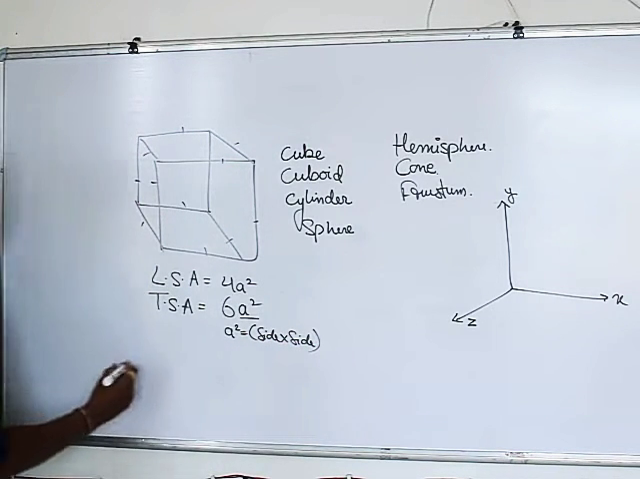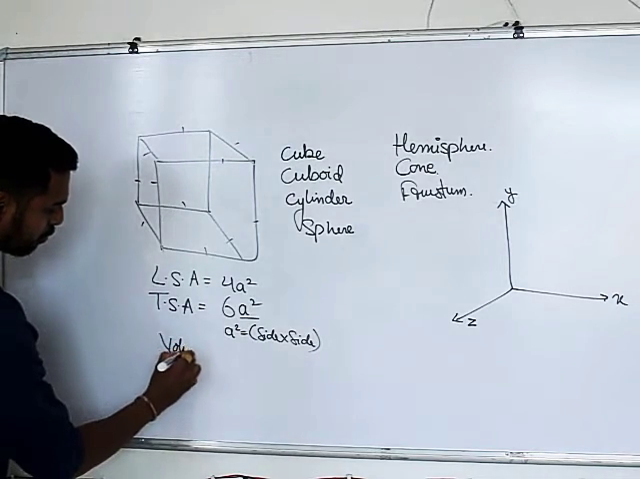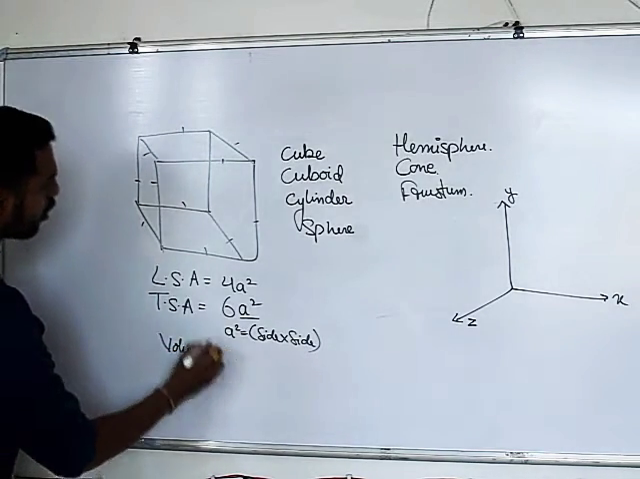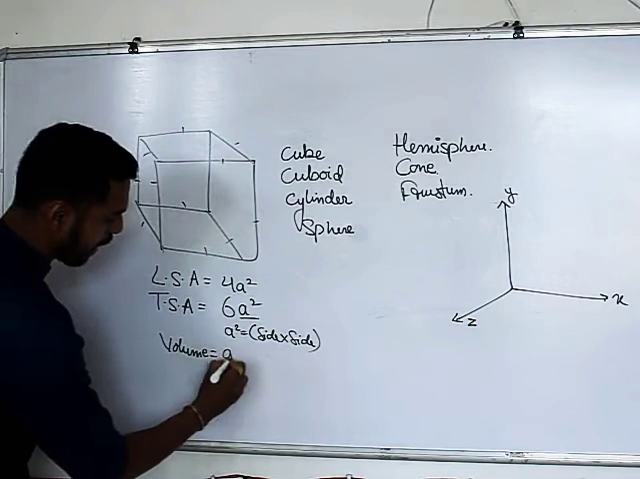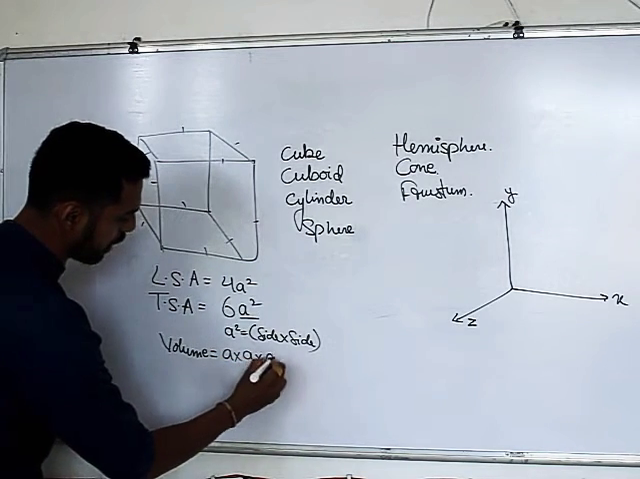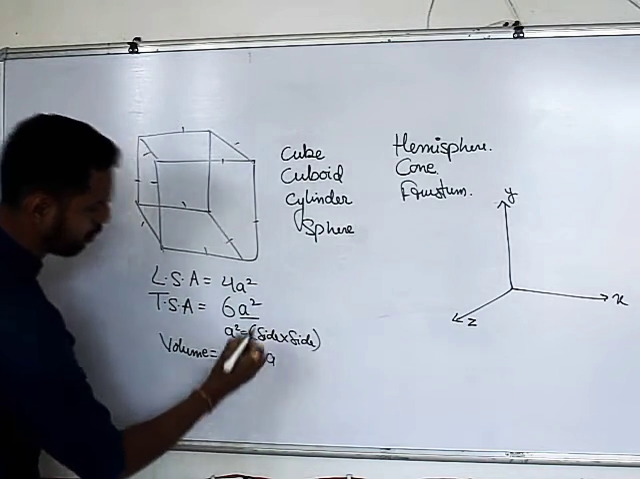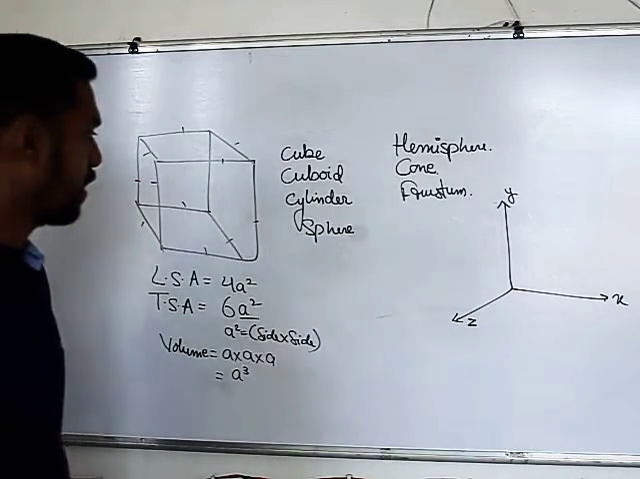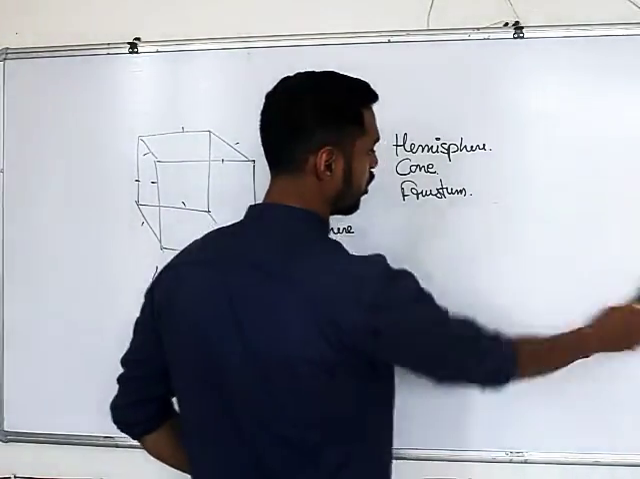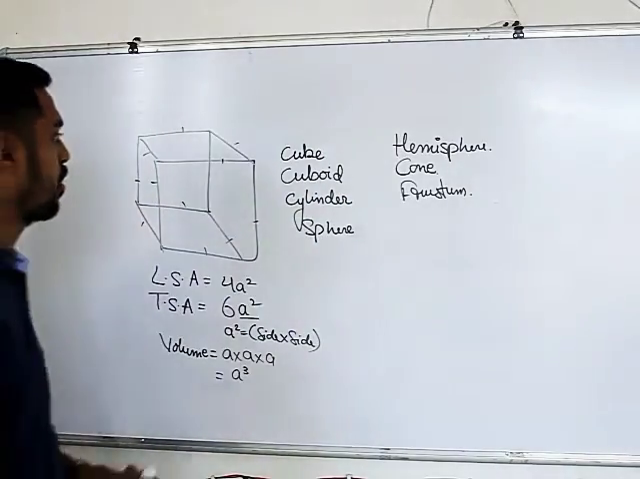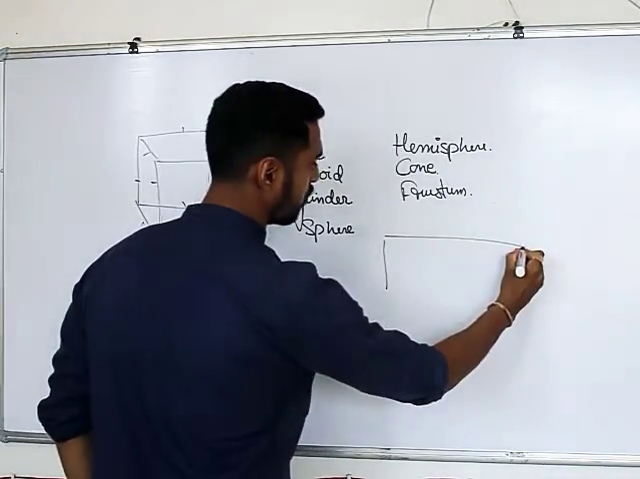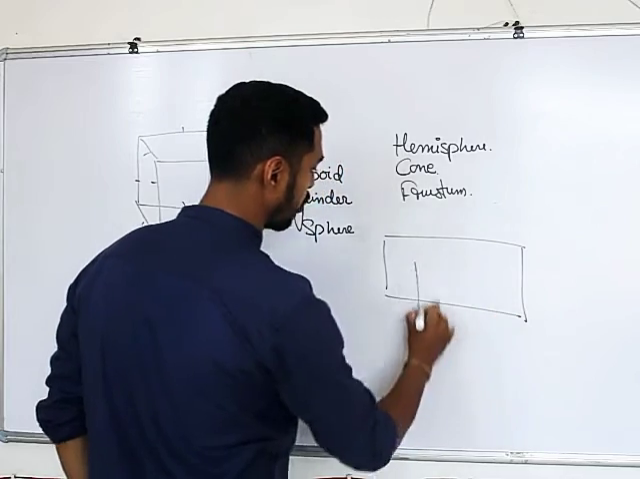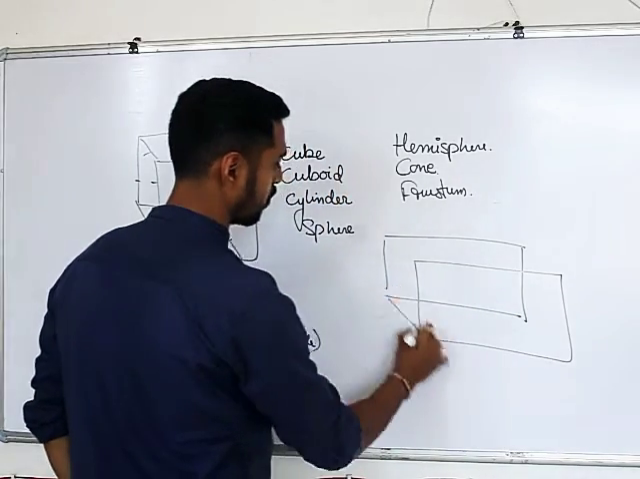Then after that we will see volume. Volume is side into side into side. That means a cube. Done. After that we will see cuboid. Okay.